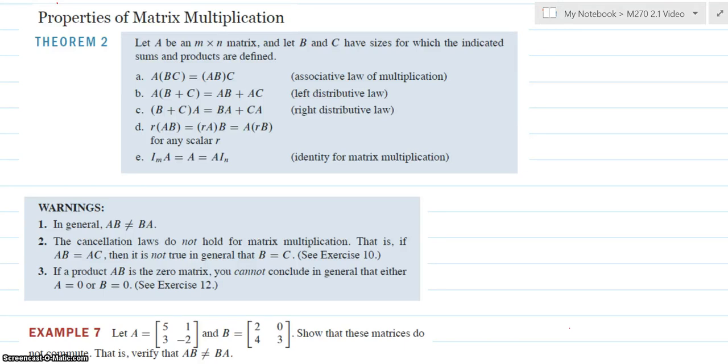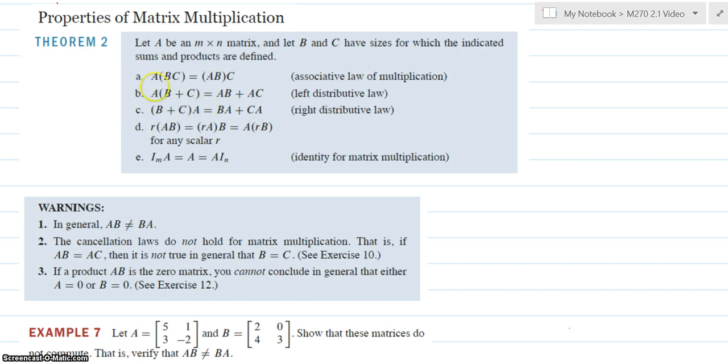Hello again. In this video, we're going to start with the properties of matrix multiplication, Theorem 2. If you let A be an n by n matrix and B and C have sizes for which the indicated sums and products are defined, in other words, if you multiply two matrices, the columns of the first matrix better be the rows of the second. You have the associative property, which works for any three matrices multiplied together, or with a scalar, D.